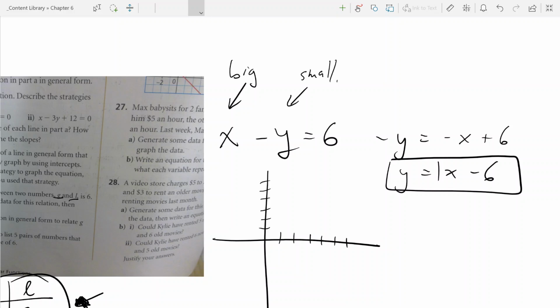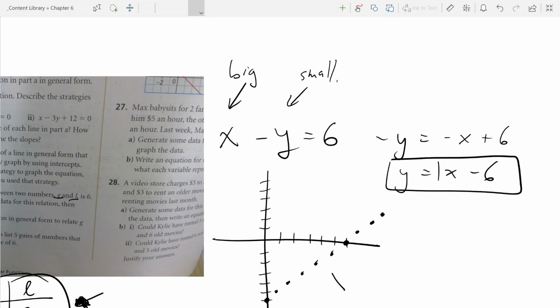So my slope is 1. I'm going to start from negative 6 here. And the slope goes up by 1, so every time it's going to increase by 1. Okay, and then we can keep going from there.